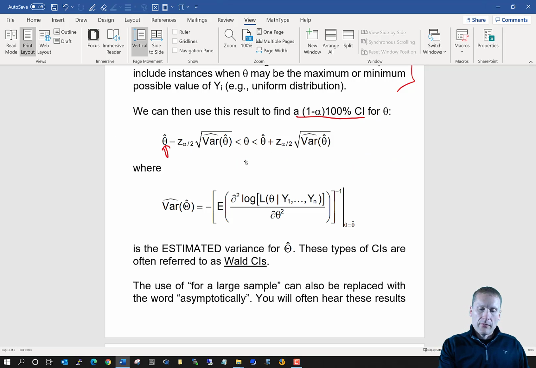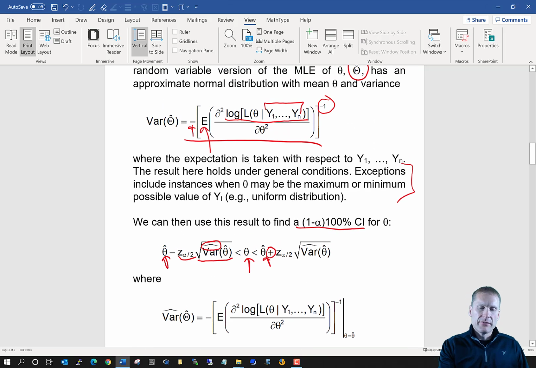So, theta hat minus a value from this standard normal quantile times the square root of the variance of theta hat. Notice I also have a little hat on top of there. I'll explain that in a second. That's the lower bound. The upper bound is exactly the same, but now I put a plus there instead of a minus.